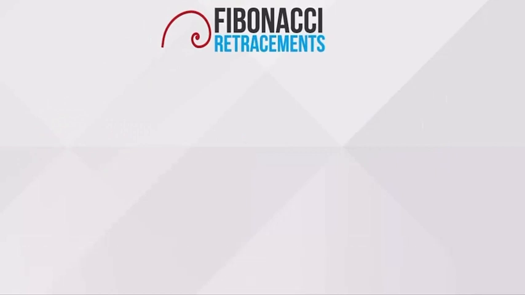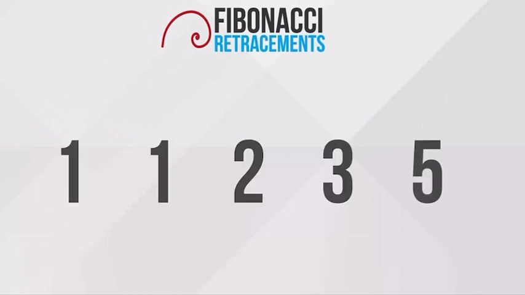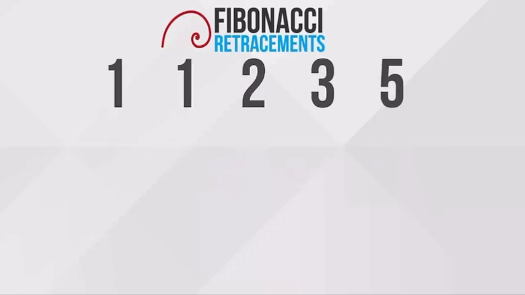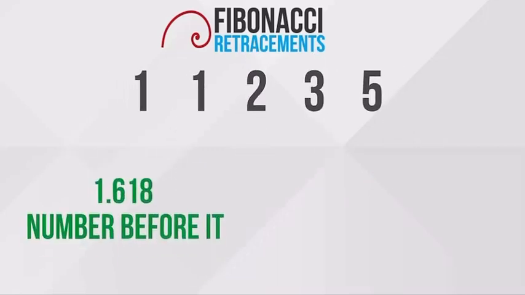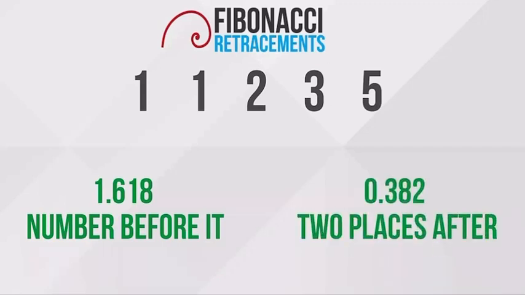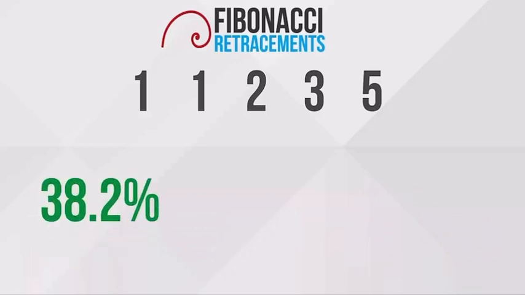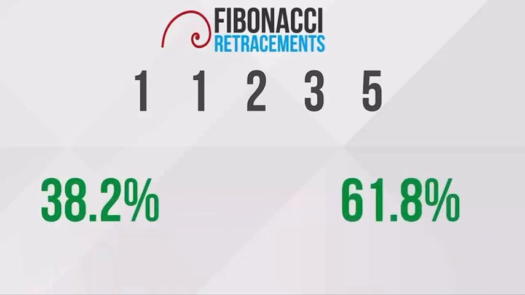So, in a sequence 1, 1, 2, 3, 5, it would mean that 1 plus 1 equals 2, 1 plus 2 equals 3, 2 plus 3 equals 5, and so on. Any number is about 1.618 times the previous number. If we divide a number by the number 2 places to the right, we get a ratio of 0.382. This is where the percentages 38.2% and 61.8% come from.